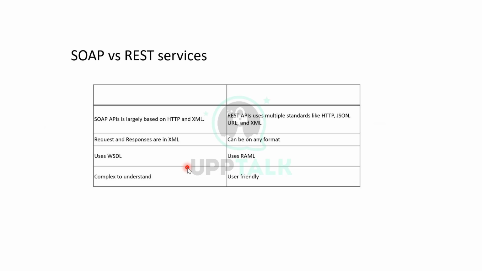Like you can understand SOAP versus REST services. SOAP API is largely based on HTTP and XML, okay? And REST is an architectural style which can support anything like HTTP, JSON, XML. A SOAP web service must have request and response in XML format, but in a REST service it can be any format. SOAP uses WSDL and REST uses RAML, okay? SOAP is a little complex to understand, but REST is very user-friendly.